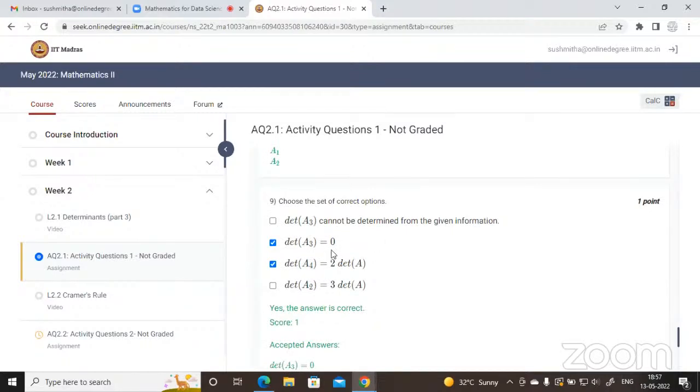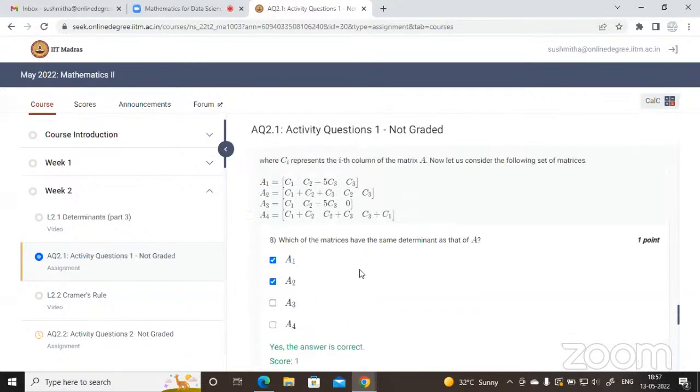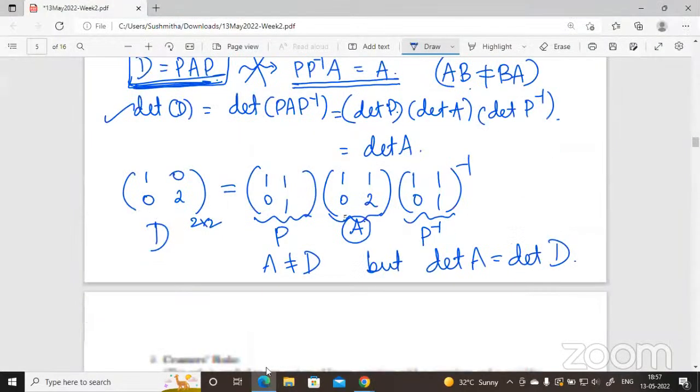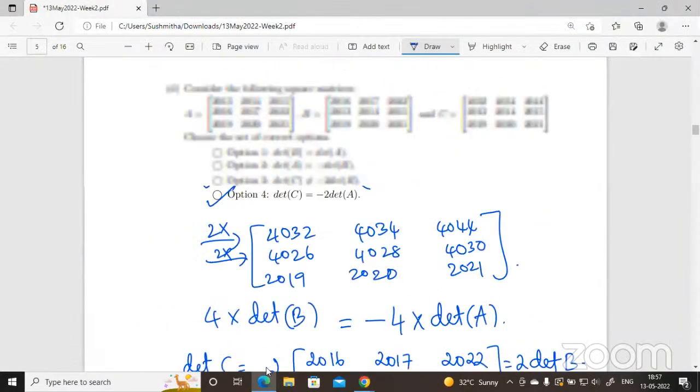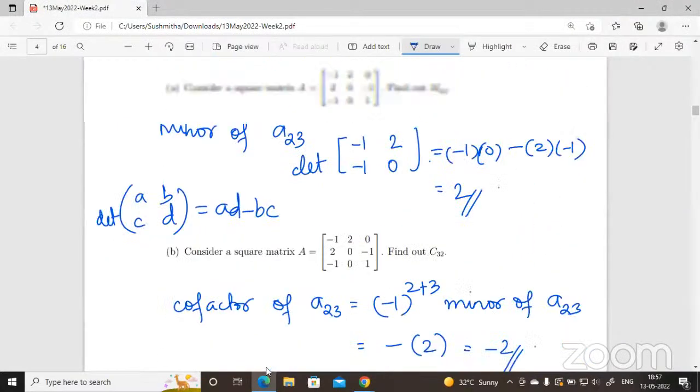Right. I got it. Determinant of A4 should it not be equal to A times determinant of A? No, no. See, this is the matrix, right? C1, C2, C3, and then addition of 2 matrices.